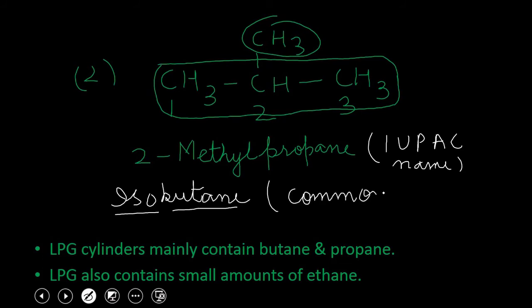So now you can see that for butane only 2 isomers are possible, because if you try even, you cannot write any more isomer. And always remember one point, that as the number of carbon atoms in hydrocarbons increases, number of possible isomers also increases. Now one more additional information I want to give you here. LPG cylinders, they mainly contain butane and propane, and they also contain a small amount of ethane.